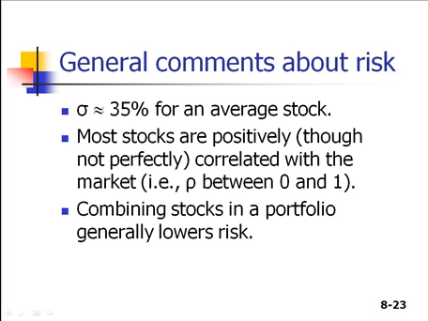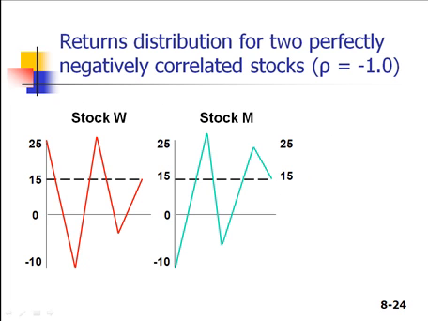Okay, and the lower the correlation coefficient is, the better the reduction in risk that we can get. The higher the correlation coefficient, the less of an effect that we'll obtain. Let me show you the two extremes here. Let's look at a case where we've got a correlation coefficient between two stocks of -1. That's as low as it can possibly be. And we call that perfect negative correlation.